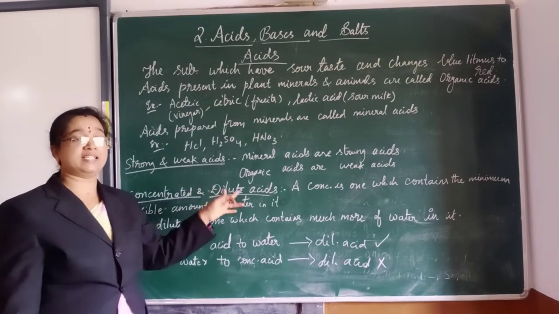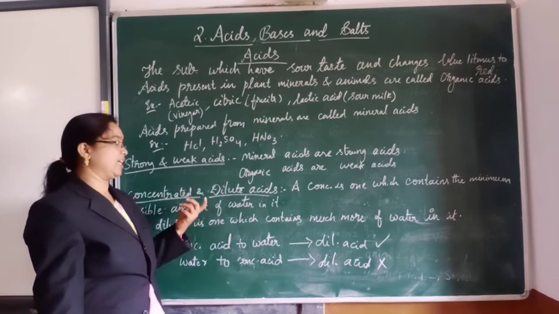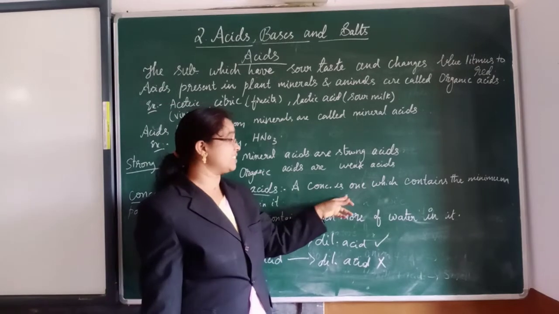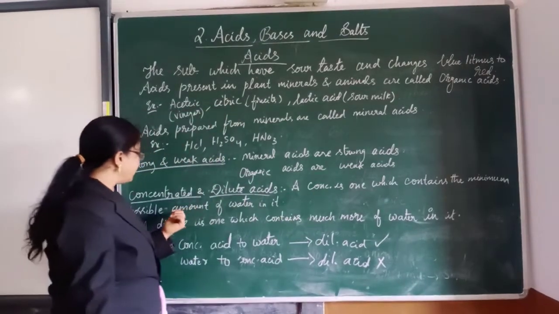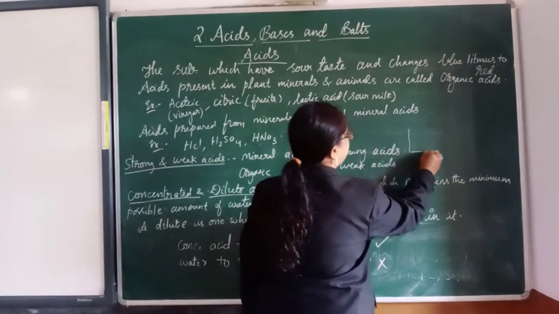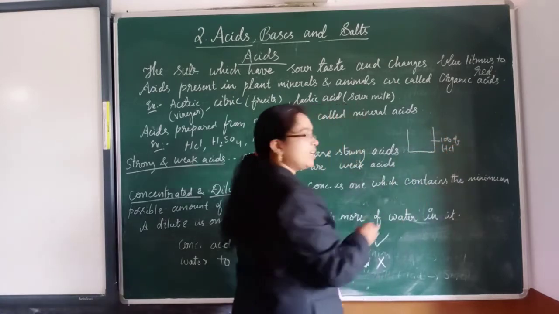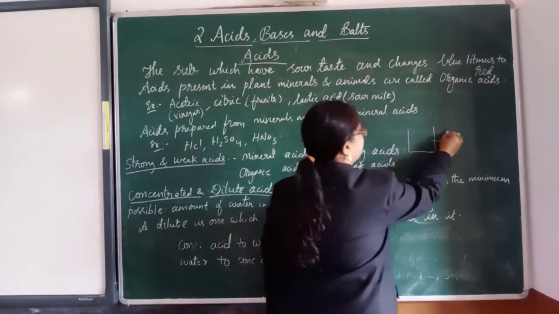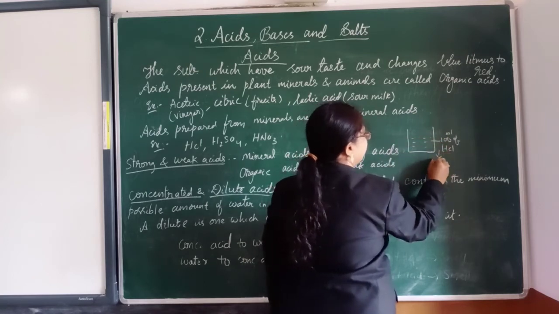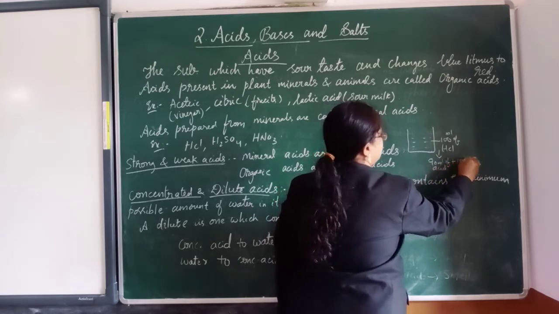Then again there are two categories. One is concentrated acid, second one is dilute acid. What is concentrated acid? What is dilute acid? Concentrated acid means acid which contains the minimum amount of water in it. Means if we are taking 100 ml of hydrochloric acid, for example, in this hydrochloric acid, 90 ml is acid and 10 ml is water.